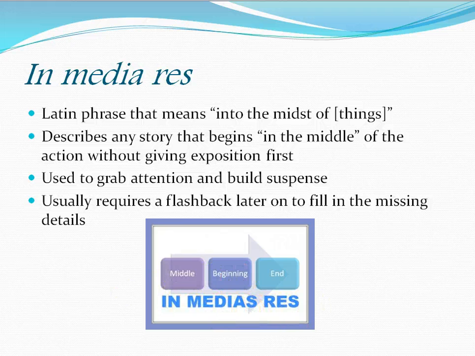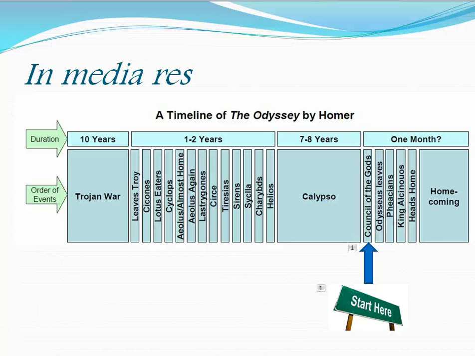Let's take a closer look, because this can be confusing to first-time readers. What you see in front of you is a timeline of the Odyssey. And we actually have some events that aren't even in the Odyssey. For example, we start out with the Trojan War, which lasted 10 years. And notice that is not in the Odyssey. That is technically in the Iliad.